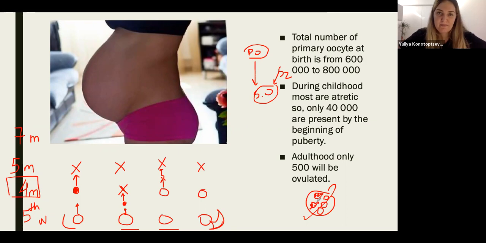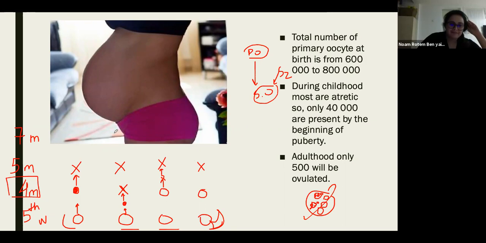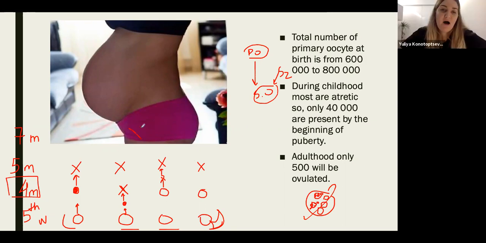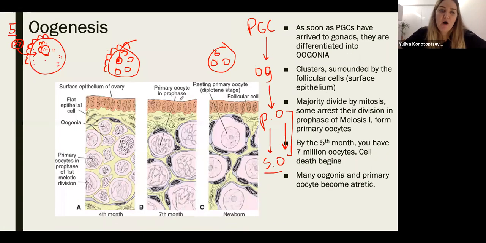199 will die. In our cluster, we have 1, 2, 3, 4 primary oocytes. How many will die? 3. So leaving 1 behind. So as you can see, it doesn't matter the amount of oocytes you have in the cluster.